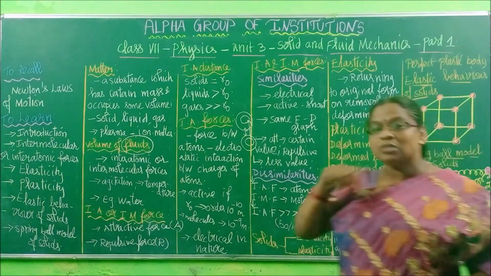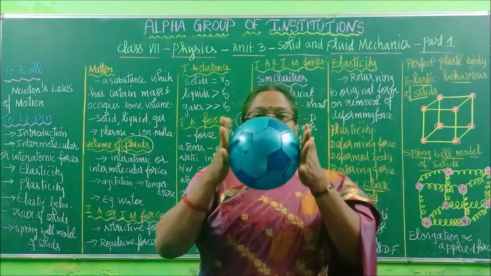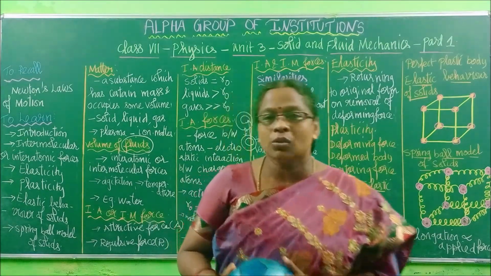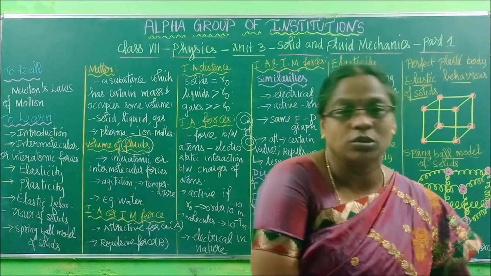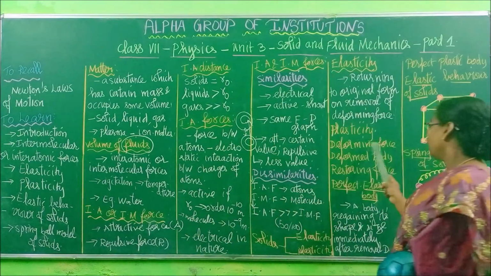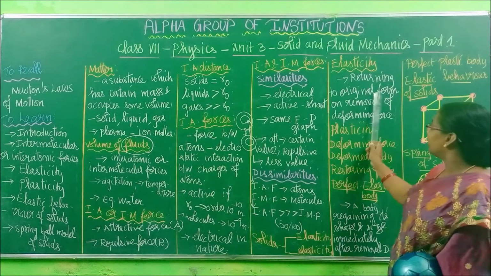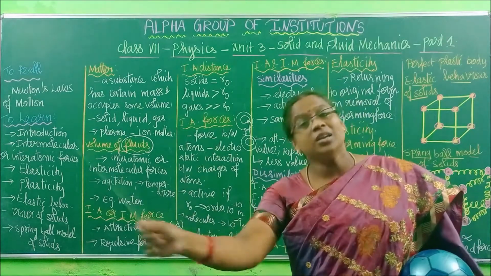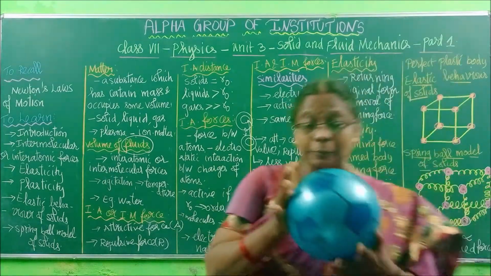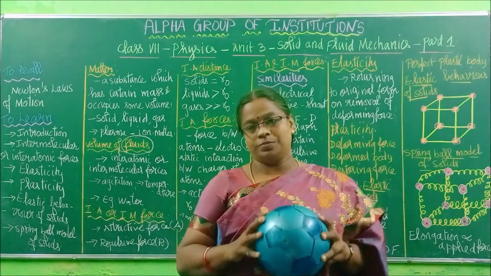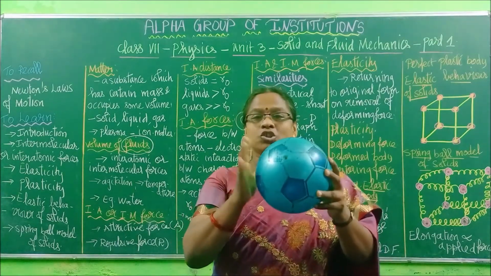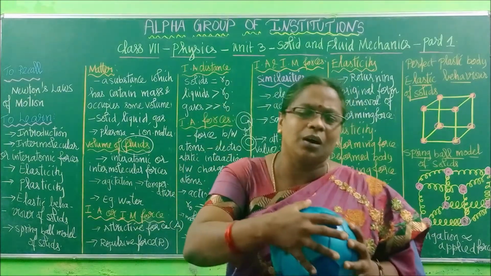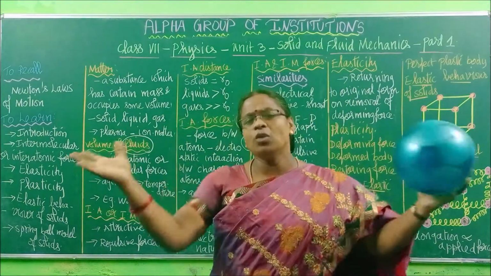Now the force I apply through my hands, that force is called what? Deforming force. Okay. If a body regains its original position, it is elasticity. If a body doesn't regain its position, for example, if I have a stone of this shape, when I hit it with a bigger force, the stone will be smashed.